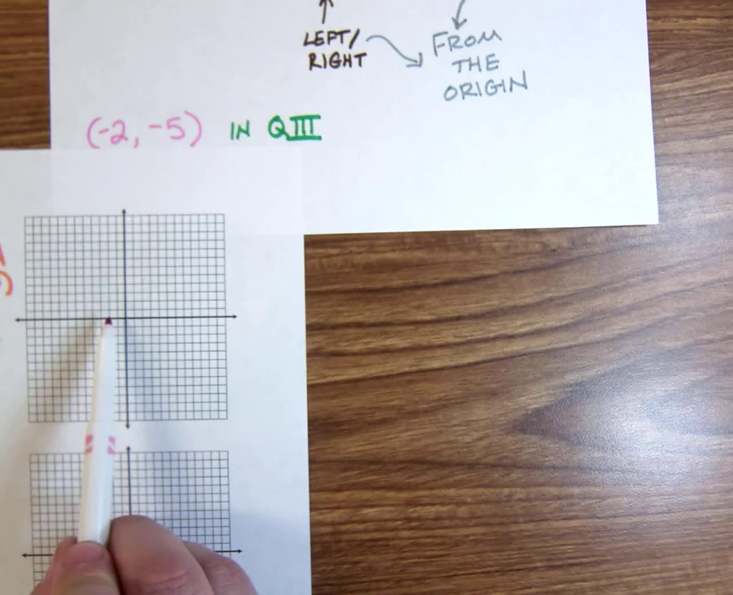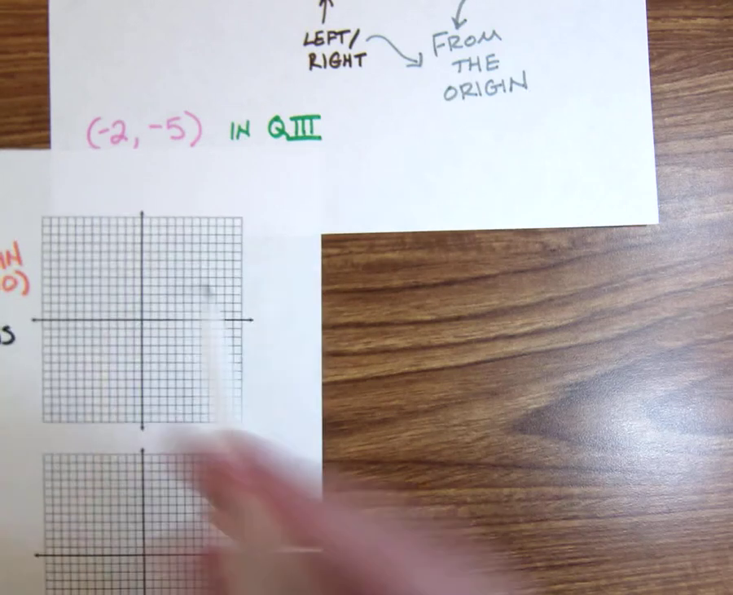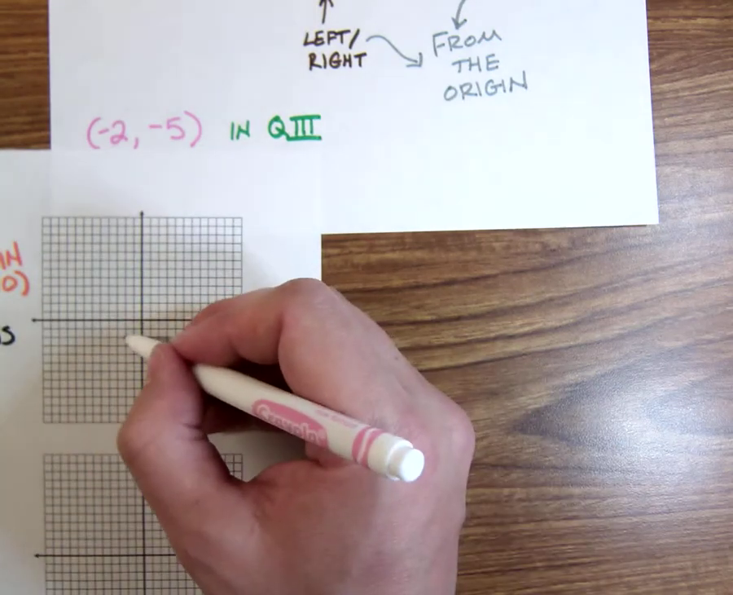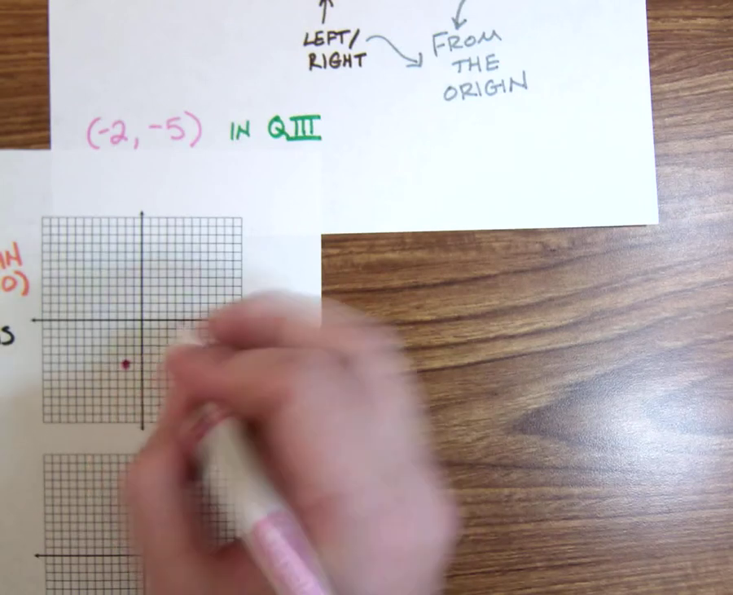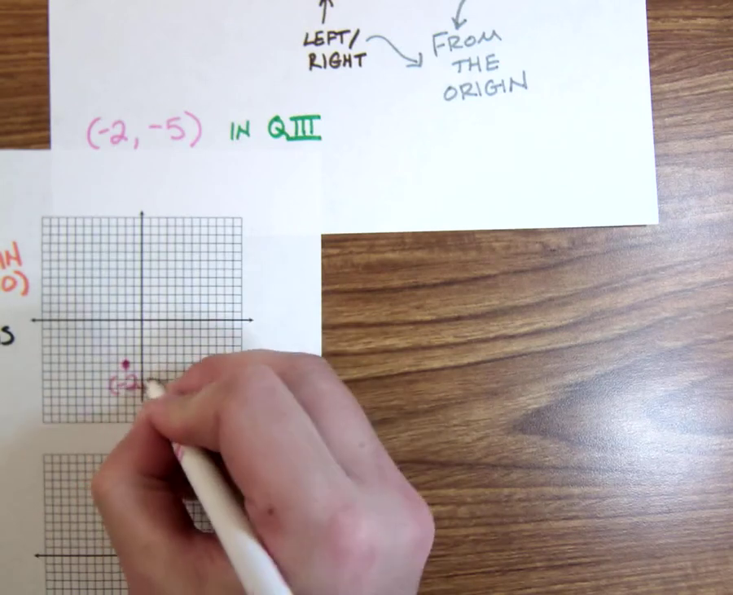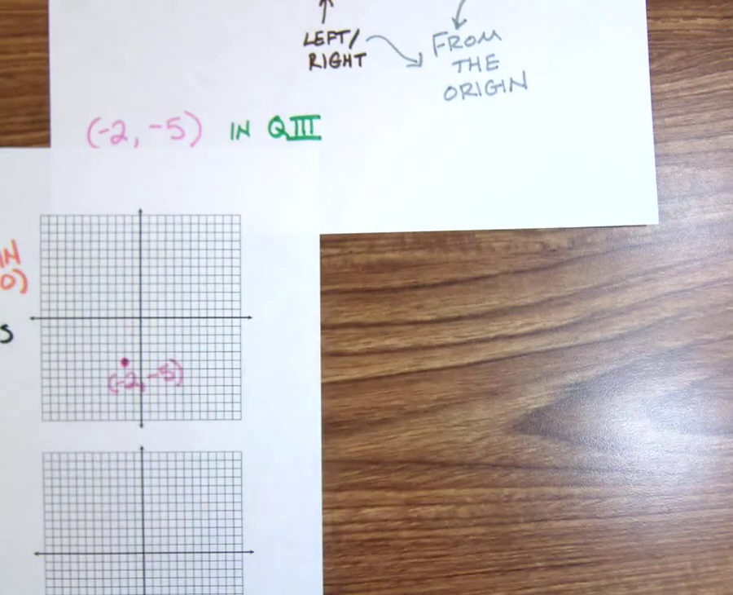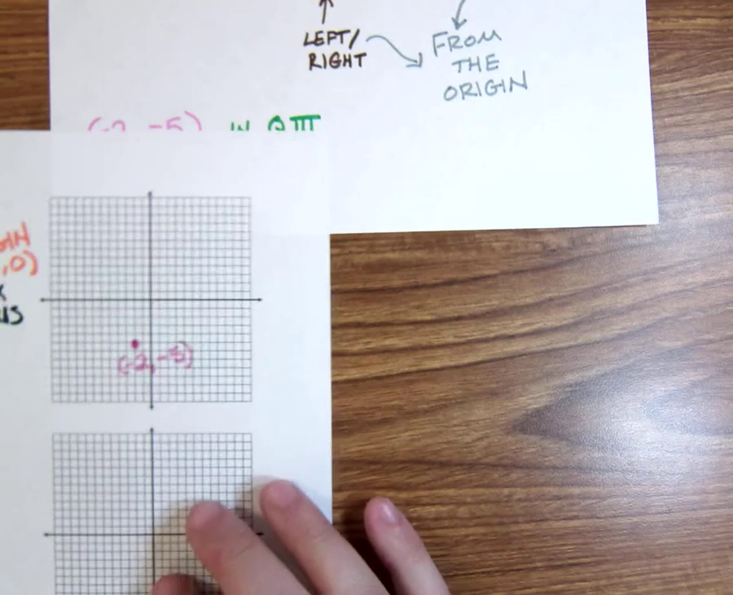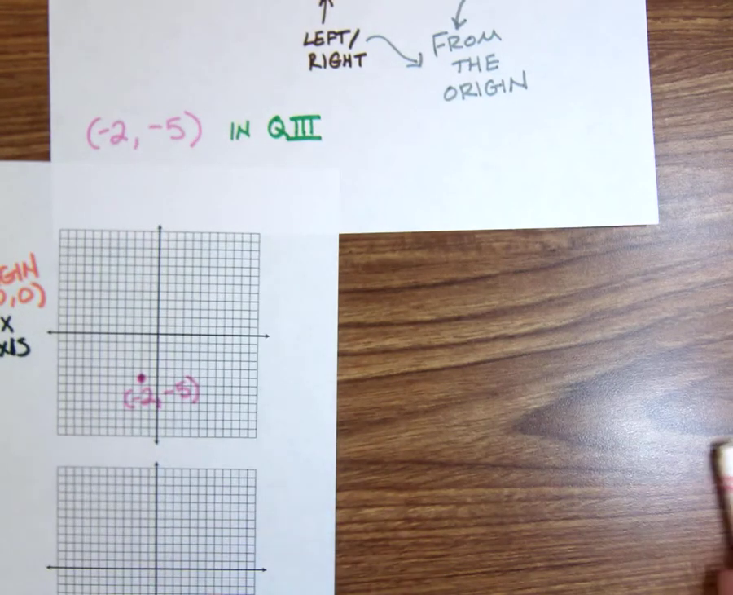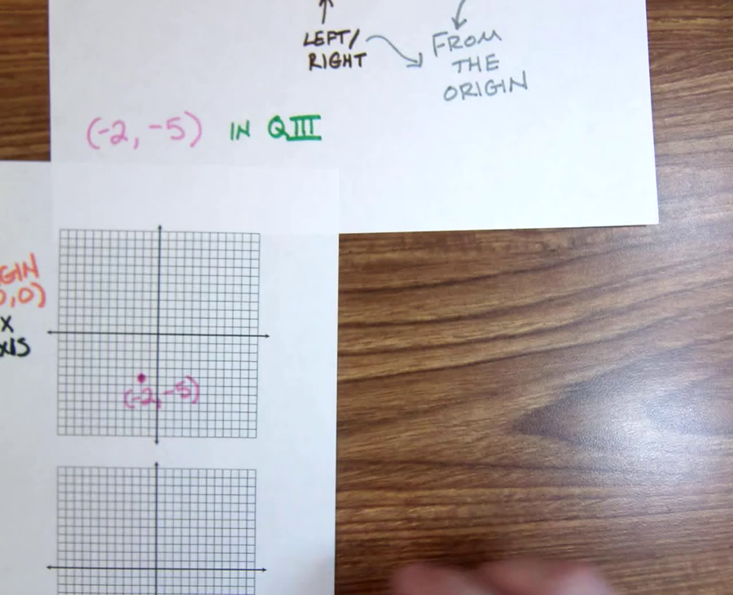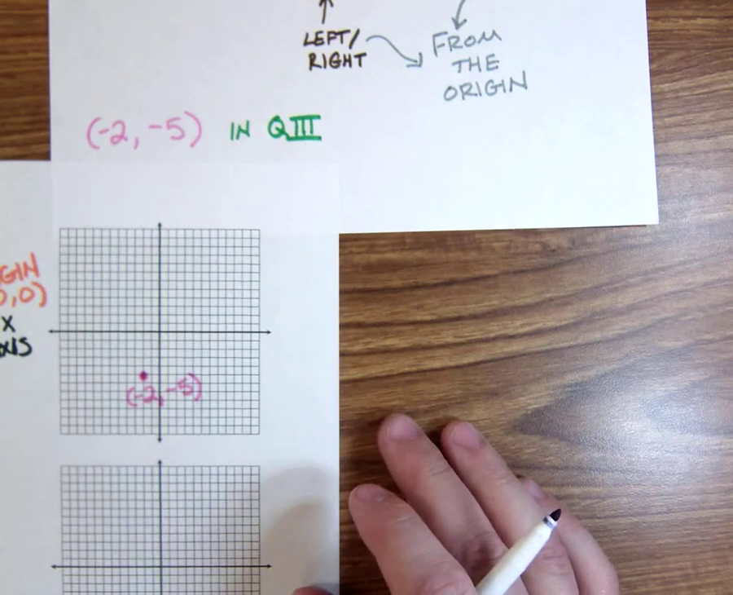Then what's the y? -5, and if you look at the original diagram we did, negative y is down. So I'm going to count down 1, 2, 3, 4, 5, and that is where I'm going to do my point, -2, -5. There you go. You graphed your first point. It's a big moment. You don't count the y at the x-axis. Don't count that.